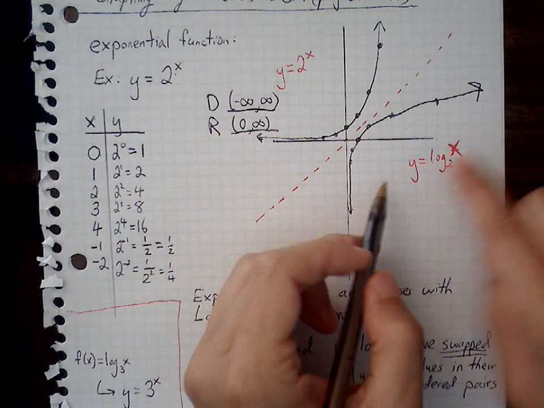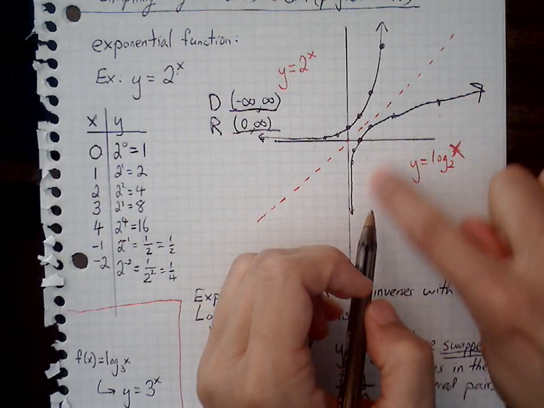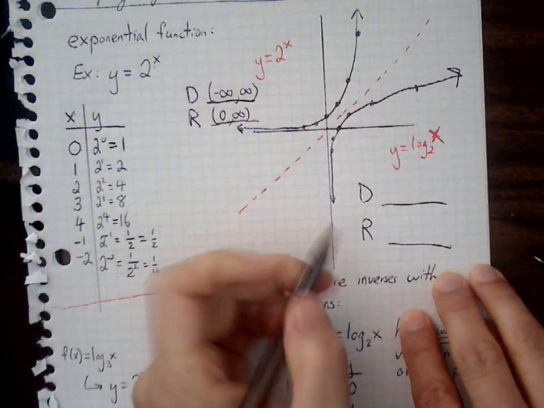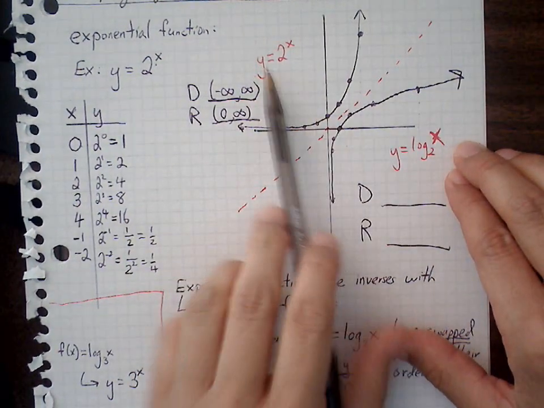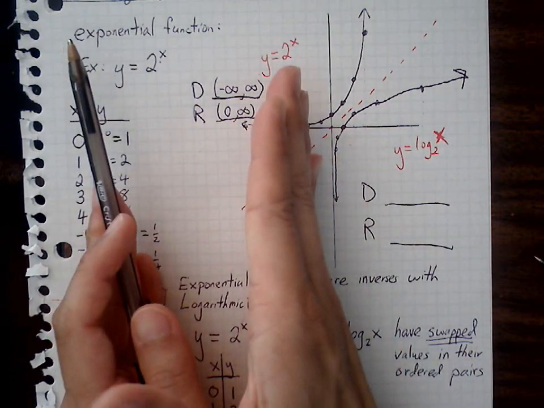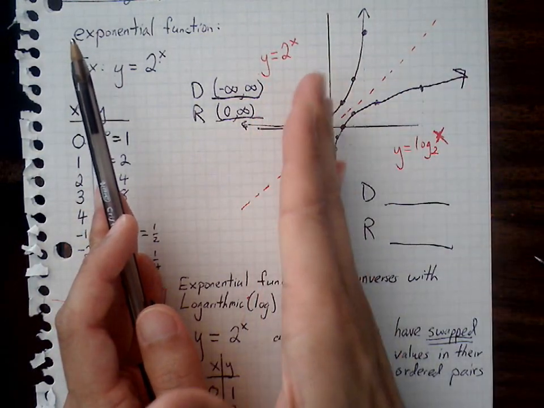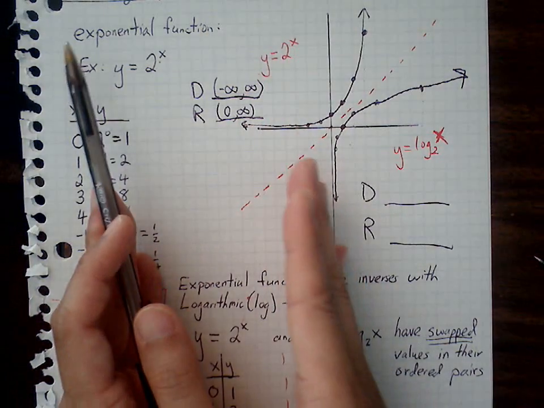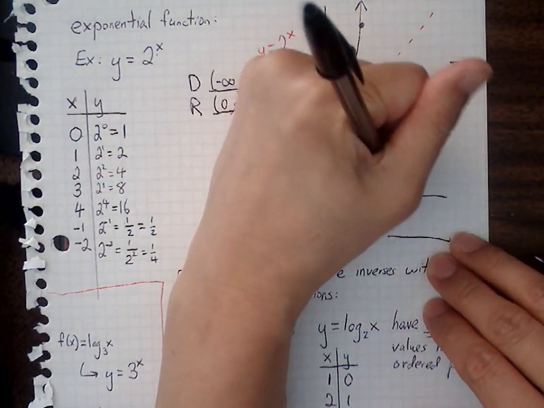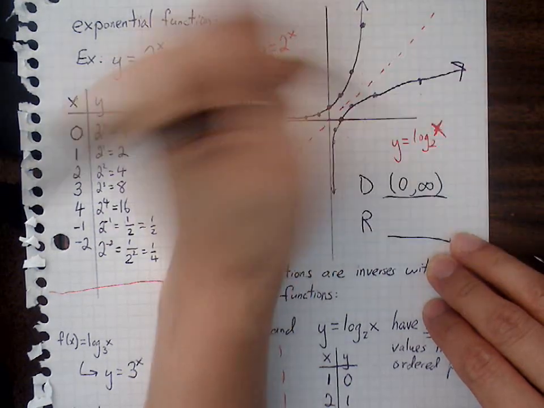Okay. Now let's consider the domain and range for log base 2 of x. So domain, we see that there is an obvious stopping point, right? The domain is from 0 to infinity. The furthest left it goes is not going to get past this vertical asymptote, this y-axis. So we say the domain is from 0 to infinity.